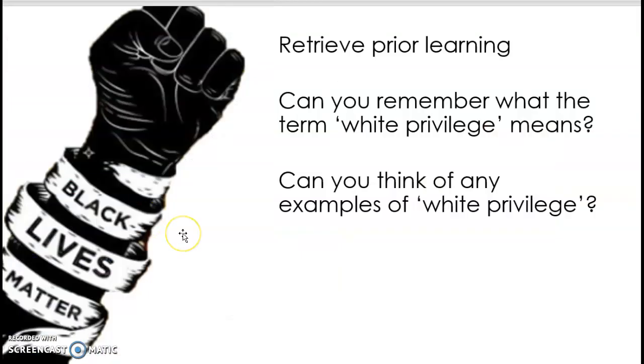Okay, so the other thing I taught you about in the last session was white privilege, which is a complex term, but I think if you understand it, then it can be much more straightforward. So all I'd like you to do, please, again, is to pause the video and from memory, can you remember what the term white privilege means? Can you think of any examples of white privilege? So please pause the video and answer those two questions.